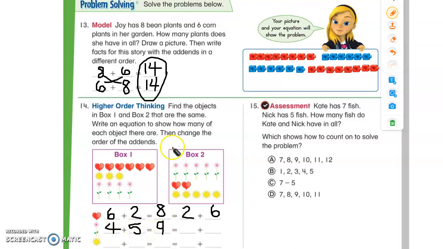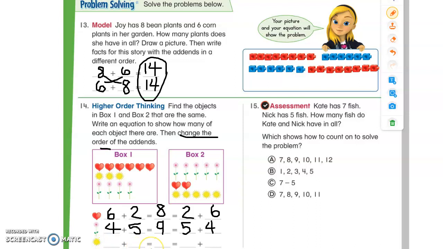And now I'm going to change the order of the add-ins. Add-ins are the numbers that we're adding together. So 1, 2, 3, 4, 5 plus 1, 2, 3, 4. And if I practice counting on, I will get 9 as my sum. 5, 6, 7, 8, 9. So 4 plus 5 equals 9, and 9 equals 5 plus 4.